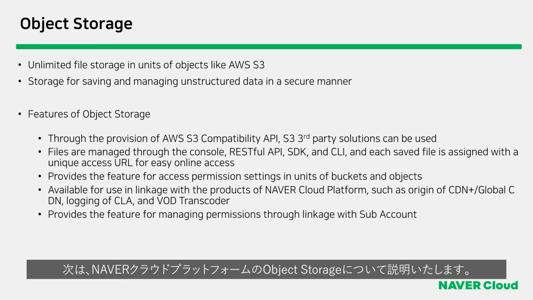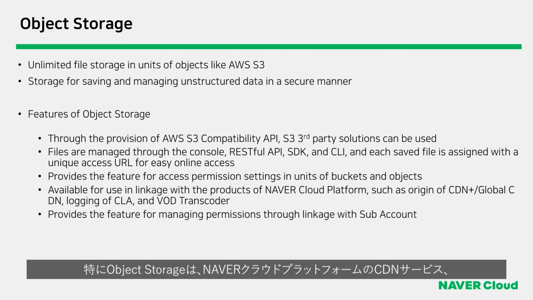Next, we'll take a look at object storage of Naver Cloud Platform. Object storage is a type of storage that can store very large amounts of data, such as the AWS S3 service. It can be easily managed through the Naver Cloud Platform console, API, SDK, and CLI, and a unique URL is created for the saved file, enabling multiple users to easily access it on the internet.